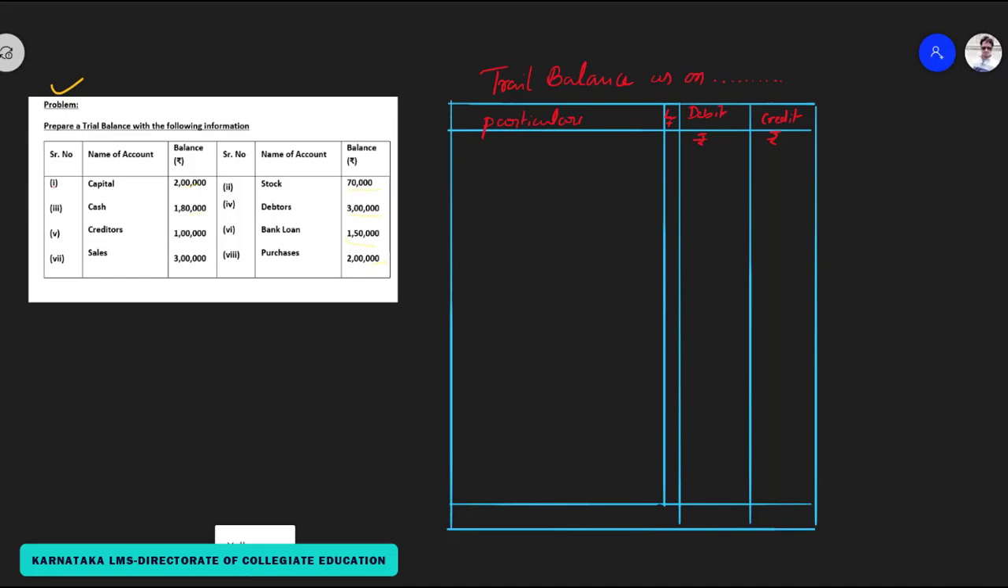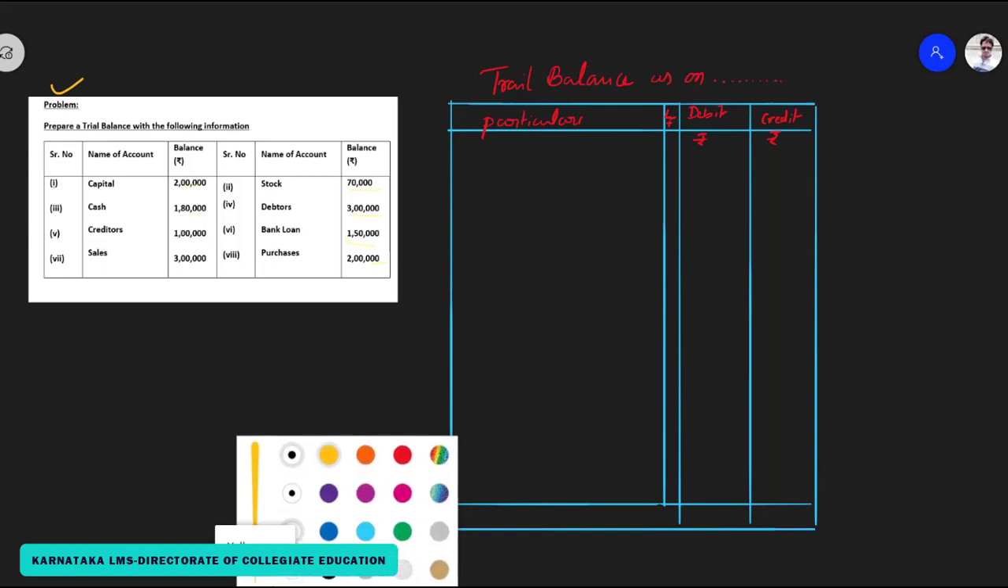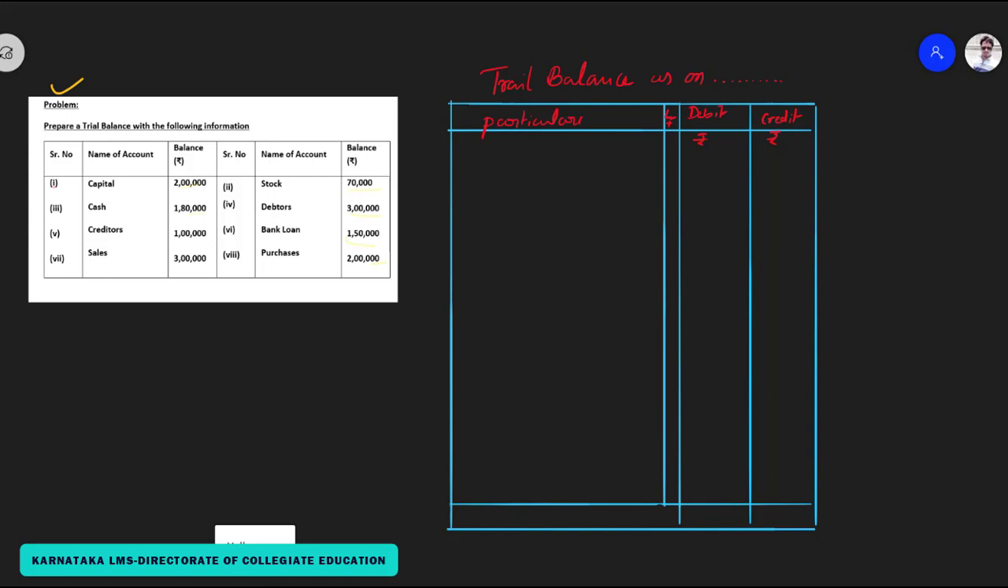Again, serial number, name of the account and balances. So you can see capital, cash, creditors, sales and stock, debtors, bank loan and purchases. See, these are all the ledger account balances. They have directly given the ledger account balances here. So there is no need to prepare the ledger accounts again. These are all the balances of the ledger accounts.